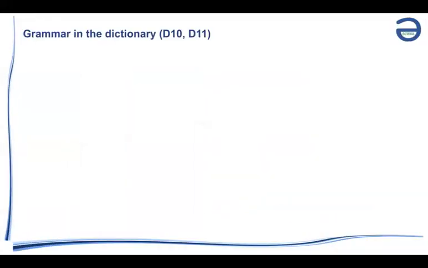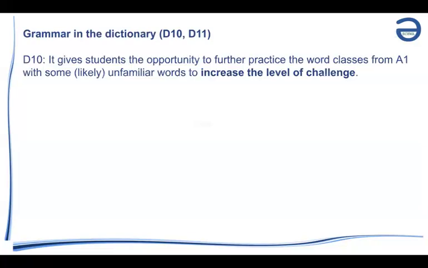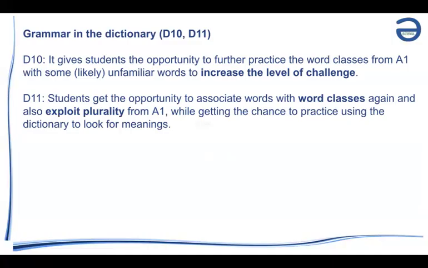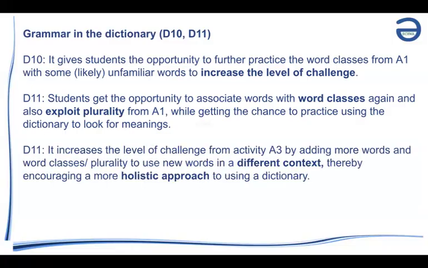Then we have this one, grammar in the dictionary, which is D10 and D11. So D10, increasing the level of challenge from A1. D11, again, we're using A1, exploiting plurality. Plurality is an important point related to nouns. There's a mention of word classes as well. And then again, we're using D11 one more time, but this time relating it to activity A3. So using it in a different context, so more of application and a more holistic approach to using a dictionary. Okay, that's part B.